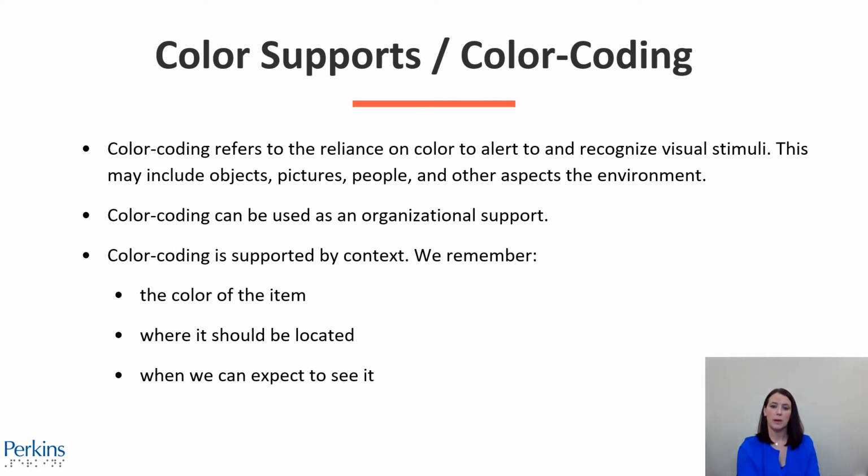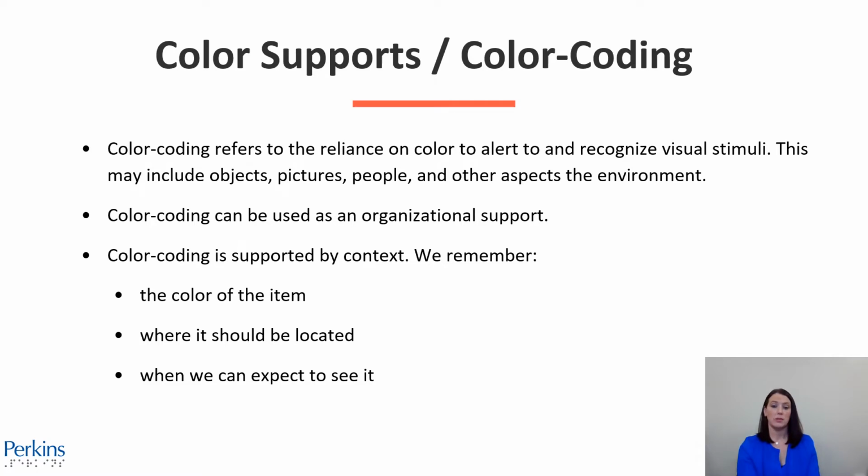Now we're going to talk a bit about some possible compensatory strategies that you might see with children with CVI. The first one being color supports and the use of color coding. Color coding refers to reliance on color to alert to and recognize visual stimuli. And this may include objects, pictures, people, and other aspects of the environment.